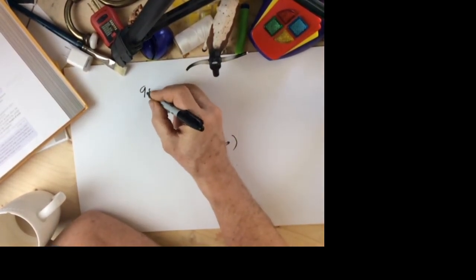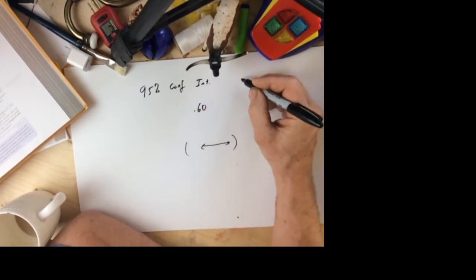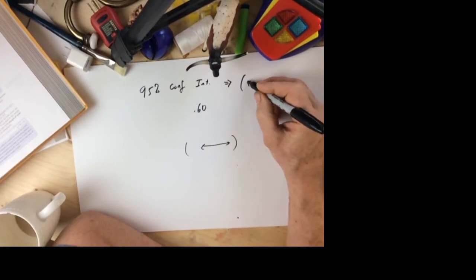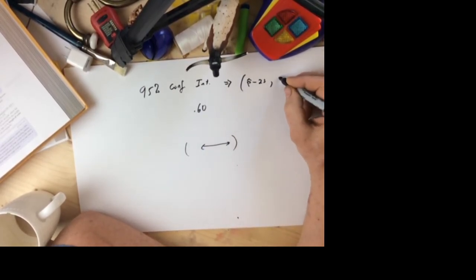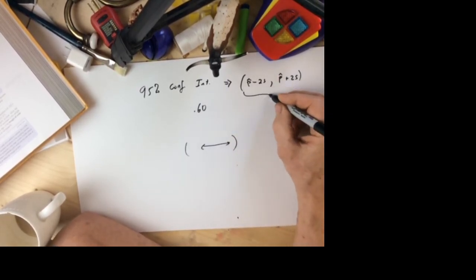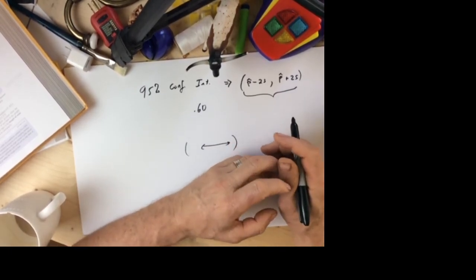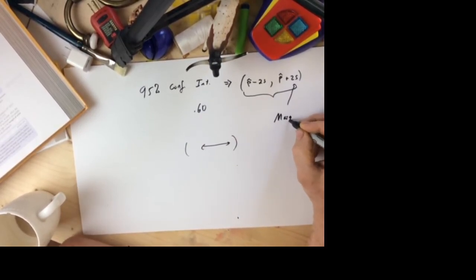The 95% confidence interval is equal to, you get a p-hat or an x-bar, you subtract 2 standard deviations, and you get a p-hat or an x-bar, and you add 2 standard deviations. And this interval is where you're 95% sure of the conclusion. And the 2 standard deviations is what we call your margin of error.